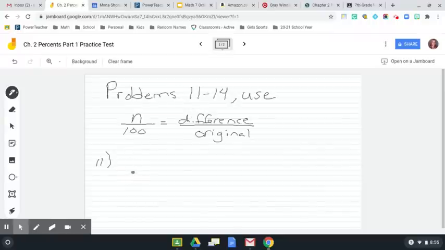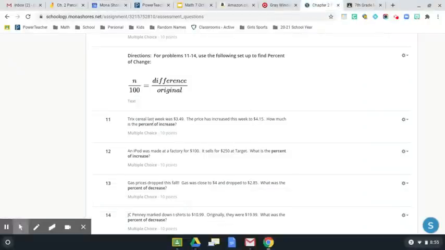In number 11, it says Trix cereal last week was $3.49. And so the price has increased this week to $4.15. How much is the percent of increase? Trix cereal last week was $3.49. This is the original amount right here. The price has increased this week to $4.15. This is the new price. How much is the percent of increase?